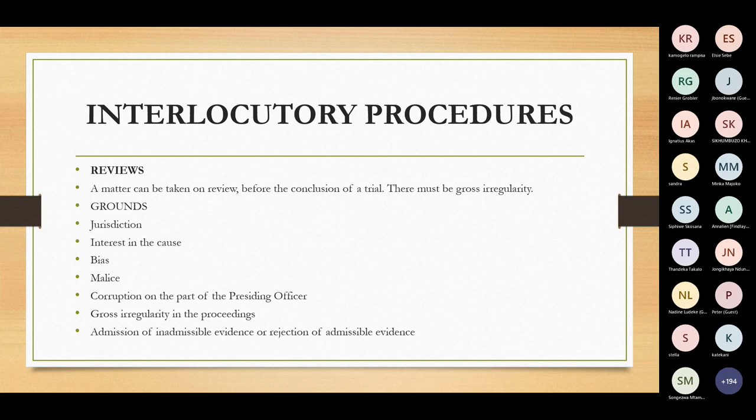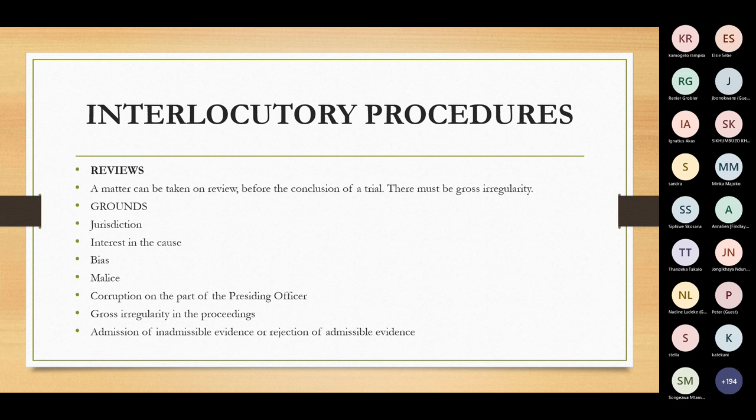Reviews is the next topic, where a matter can also be taken on a review before the conclusion of a trial. So if you are alleging that there's a gross irregularity that the court has done, or in the manner in which the proceedings are being undertaken, then you'll have to stop the proceedings of the trial, and then you refer this matter for a review. Then the High Court will give guidance whether everything is fine, and if not, then they will come with an outcome of that review.